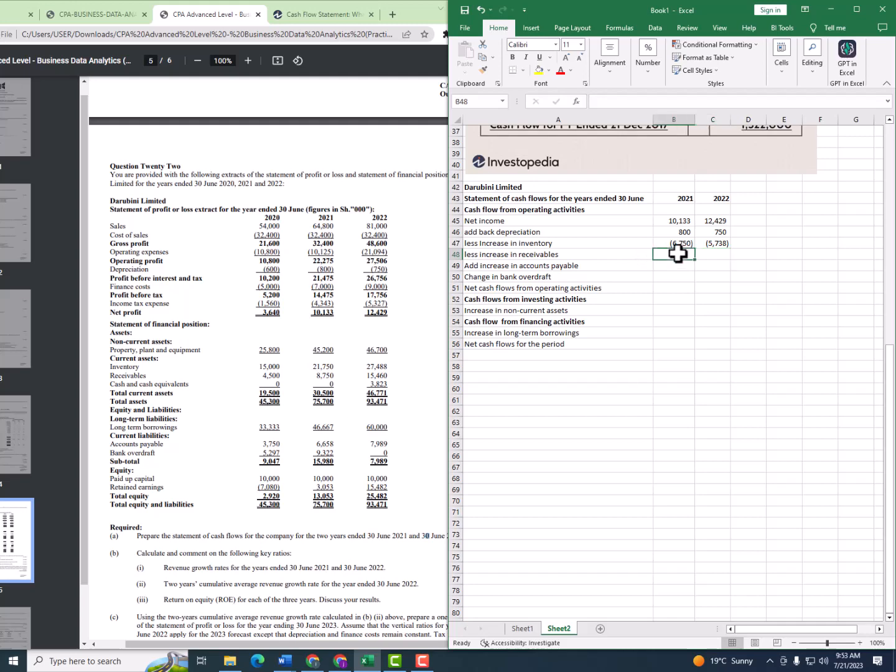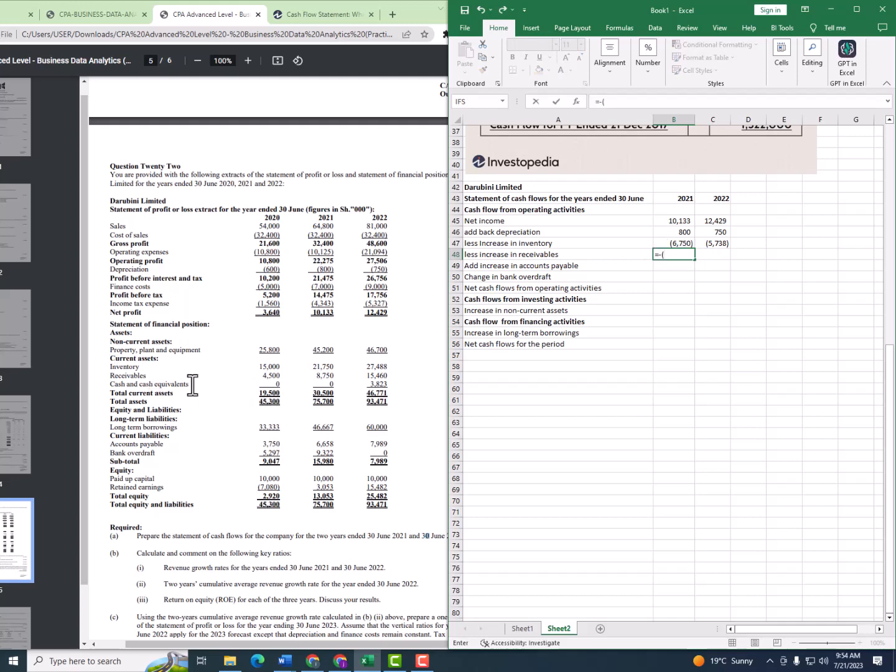We do the same for less increase in receivables. When receivables are increasing, it means people owe us more. They're not paying us, and therefore it is like a cash outflow because it is a negative cash inflow, if you understand what I mean. So add, less increase in receivables. Same formula, equals minus open brackets.